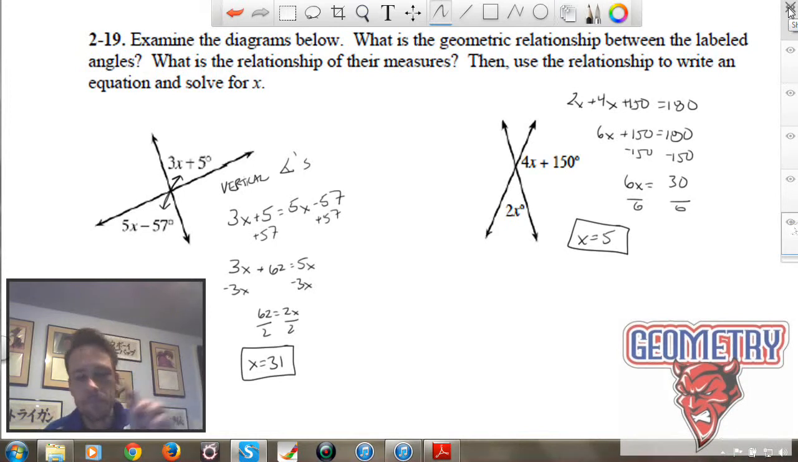So we have two big vocabulary terms here in this particular problem: vertical angles, which are equal to each other, and then supplementary angles, in this specific case a linear pair, which add up to 180.